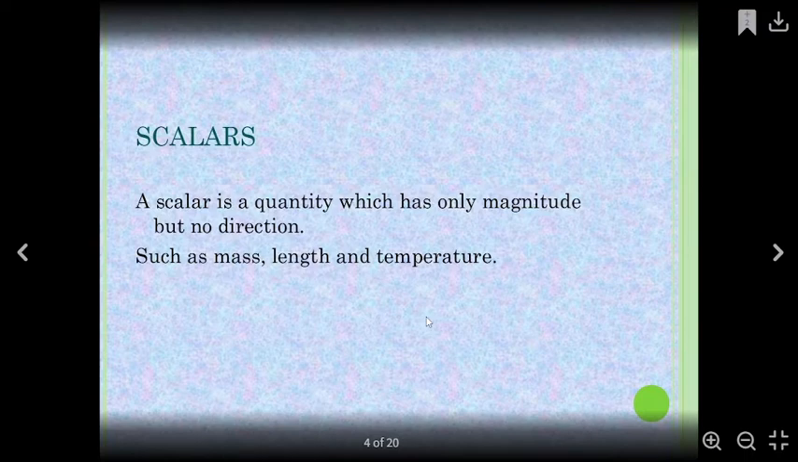Scalar. A scalar is a quantity which has only magnitude but no direction, such as mass, length and temperature. It only measures the magnitude. For example, suppose mass is 2 kg, then 2 kg represents the magnitude.